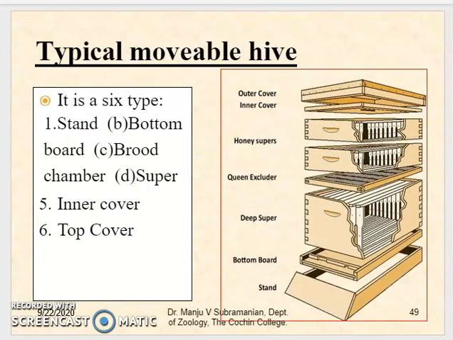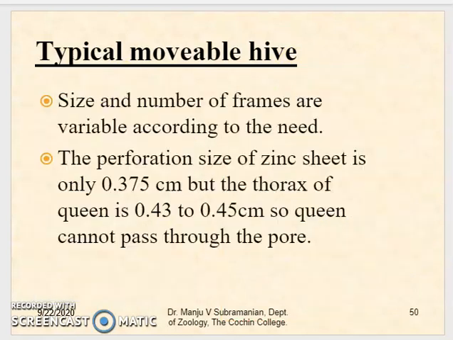A typical movable Langstroth hive is composed of 6 parts. There is a stand, a bottom board, a brood chamber, a super chamber, an inner cover, and a top cover. So these are the different parts. There is a bottom board, then a brood chamber, the bottom chamber, then a super chamber, which is also called a honey chamber. Then there is an inner cover, then a top cover, and the frames. So these are the different parts of a movable hive.